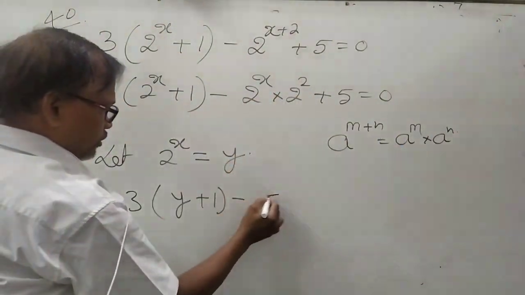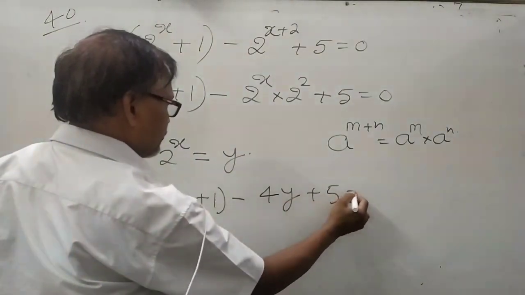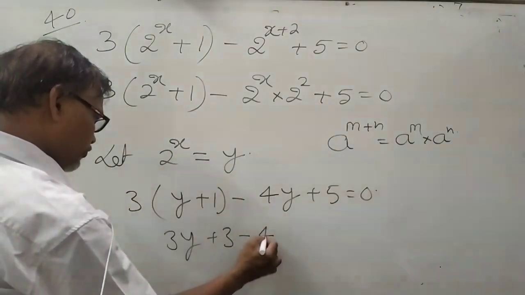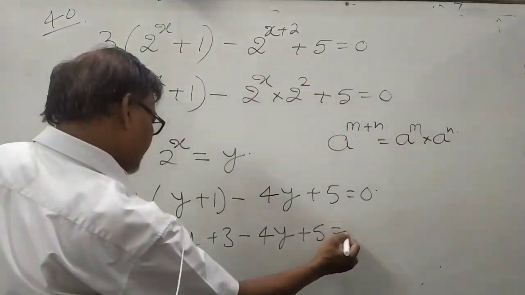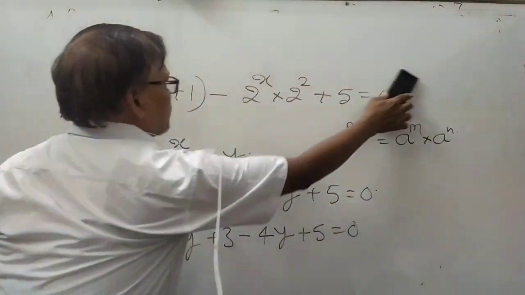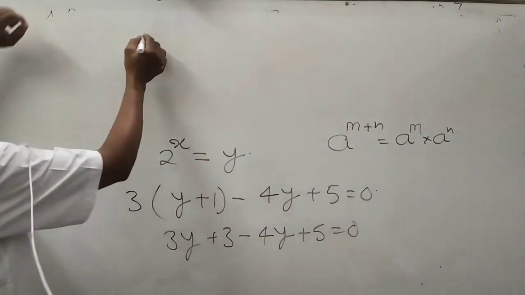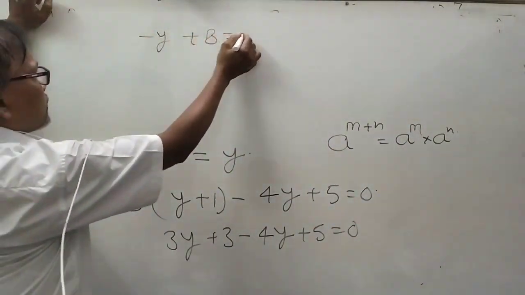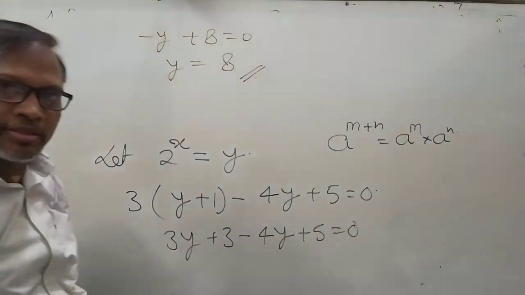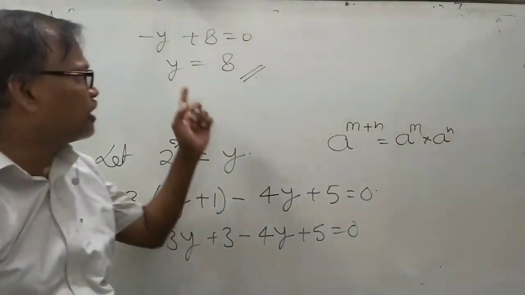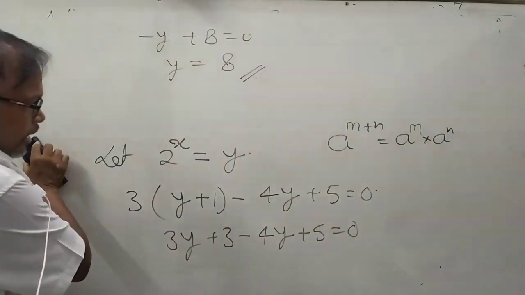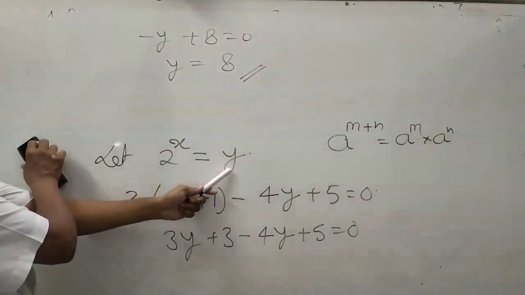अब ये देखो, y और 2 स्क्वायर 4, तो 4y प्लस 5. अब ये 3y प्लस 3 माइनस 4y प्लस 5. सिंप्लीफाई. Minus y plus 8, or y is equal to 8. But this is not the answer. You have to find the x, and if you leave the answer here, then you will not get the full marks. अब ये था ना 2 the power x is equal to y, in place of y put the 8.